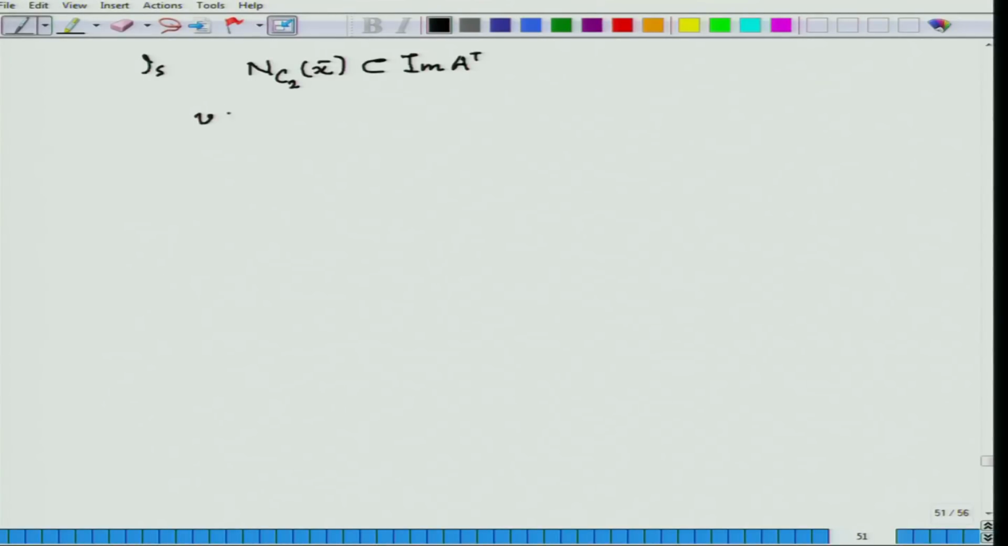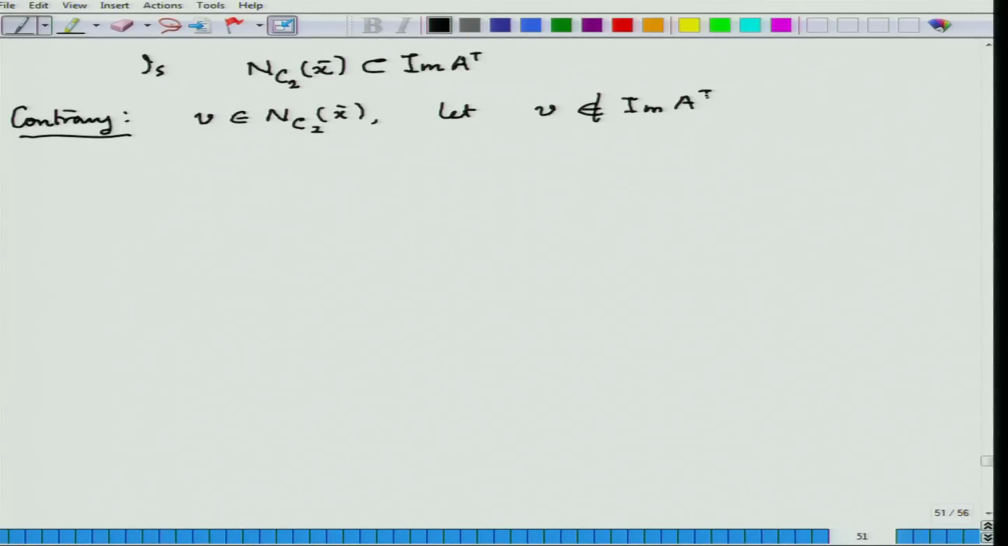Let me take a v in N_C2(x bar), and so I am assuming on the contrary, I am assuming something which is contrary to what I want to prove. Take v here and let v not be an element of the image of A transpose.